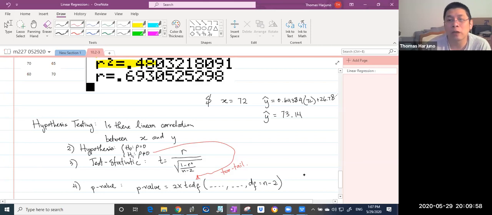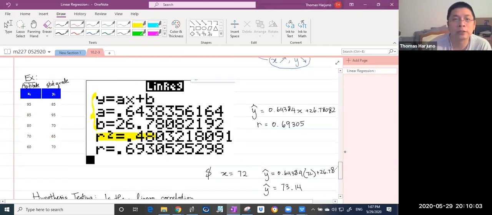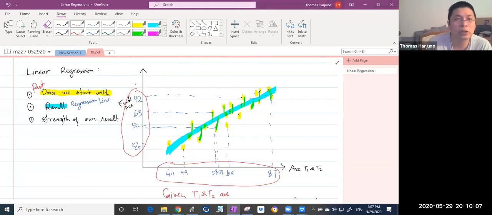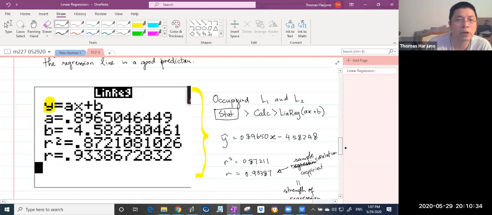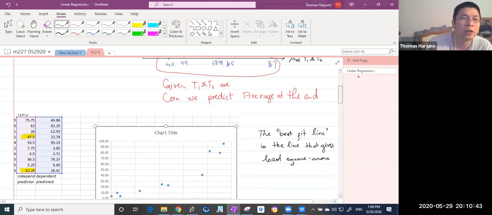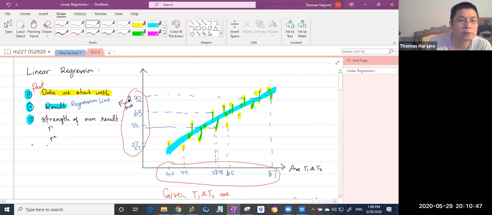Okay, I think that's what I want to teach you for this linear regression. You just need to know how to use the data we have, how to plug it into your calculator, and then how to get the equation of the regression line. What is the strength of the regression line, which is the R, by the way. Sometimes I ask to find the R, sometimes the R square, but basically you look at your calculator. So you need to know how to punch the data in, and how to get this result from your calculator. And then, of course, the last one is how to use the regression line to predict.